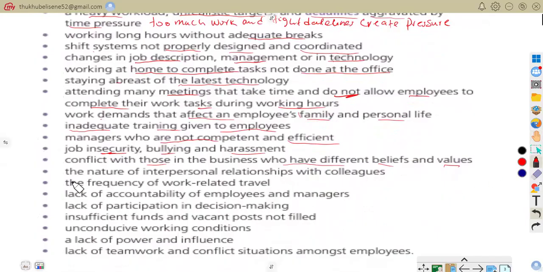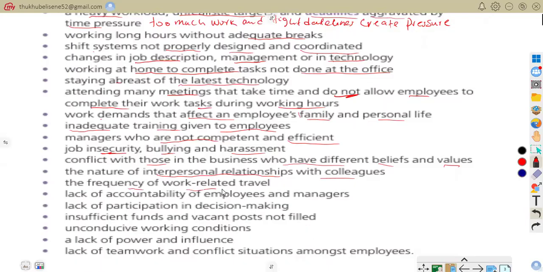Now it further says the nature of interpersonal relationships with colleagues also brings stress. So, poor relationships with colleagues. Lack of teamwork or support causes stress. If there is no good relationship with your colleagues, that is going to create stress. So that is that.